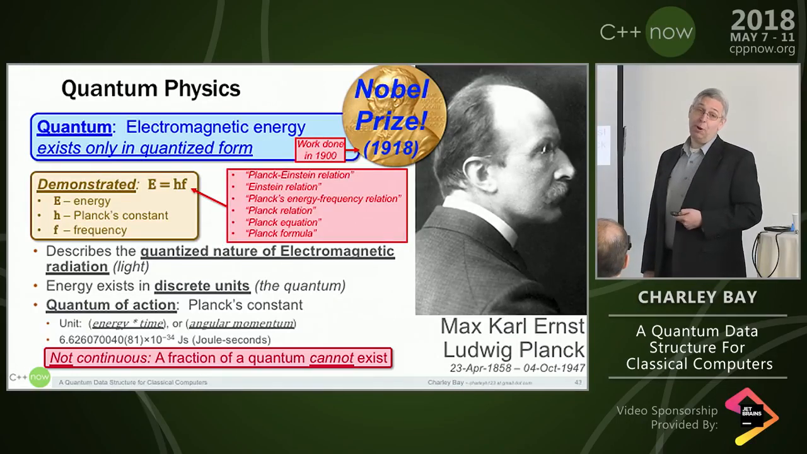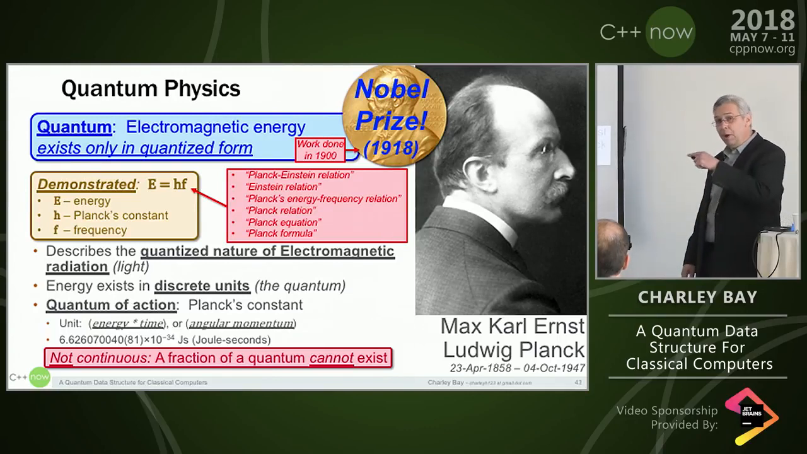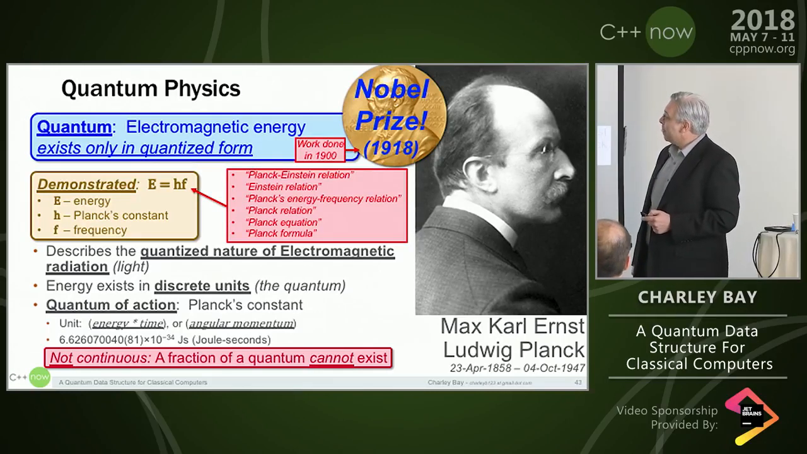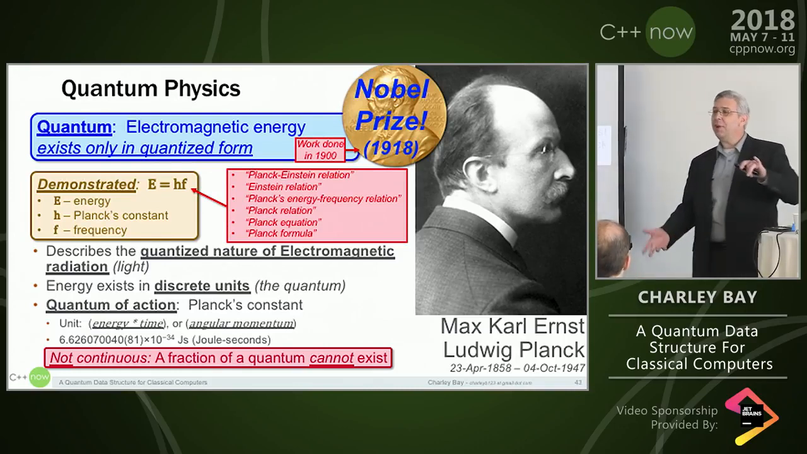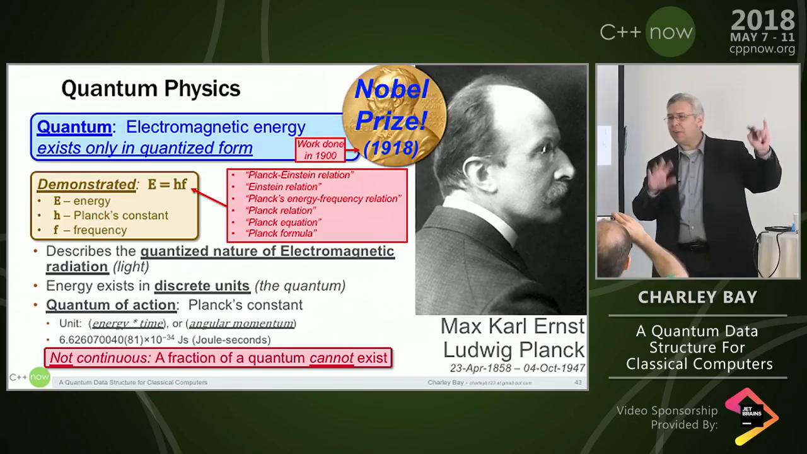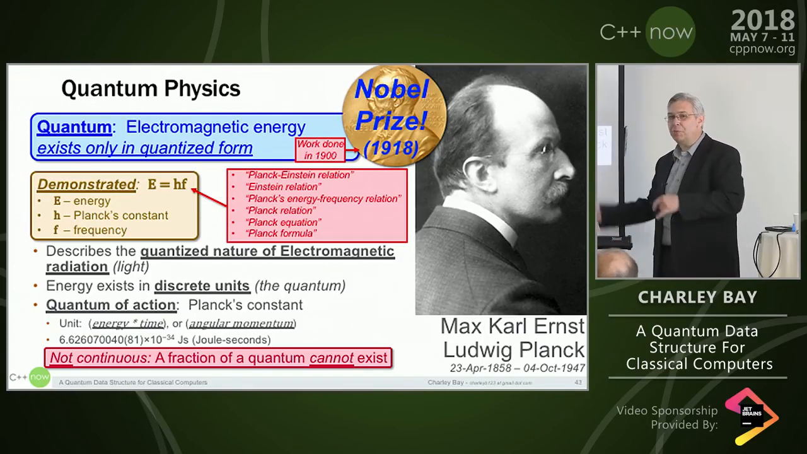This is the hero of the story. There's a few big names in here coming up, but the hero is this person. So Max Carl Ernst Ludwig Planck. He was playing around with light bulbs. He's teaching and doing other stuff over in Germany. This is Thomas Edison and Nikola Tesla time, playing with light bulbs. And he's been charged with build a better light bulb.